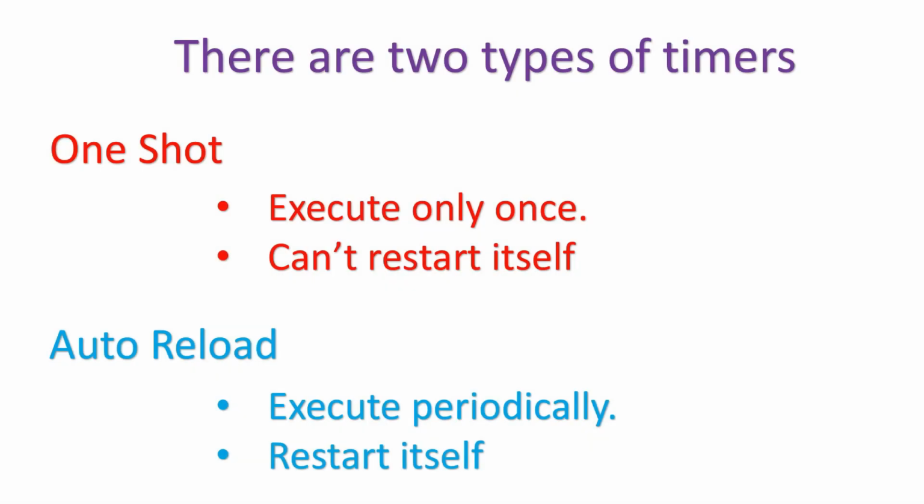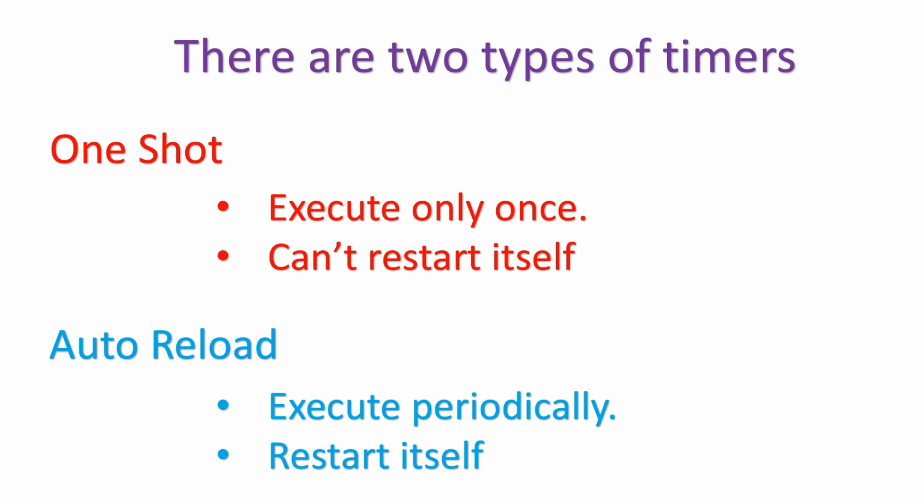Okay, there are two types of timers, one shot timer and auto reload timer. In one shot timer, the timer's callback function is executed only once and it does not restart itself automatically. In case of auto reload timer, the timer automatically restarts itself after the callback function is executed. This results in the callback function being executed periodically.